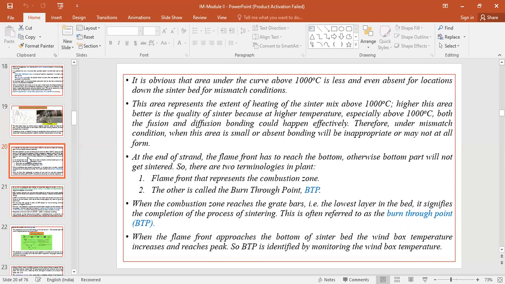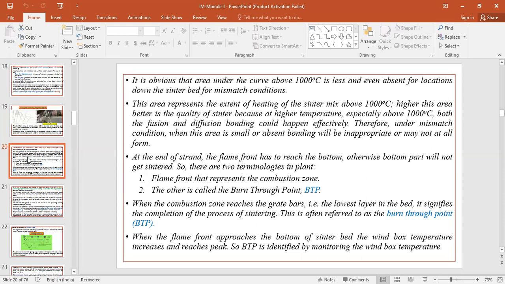At the end of this strand, the flame front has to reach the utmost part, which we call the burn through point. As the bed is moving, the flame front moves from top to bottom, and once the bed reaches towards the end of the sinter bed, the flame front has to reach the bottommost part. Otherwise, the bottom layers will not get sintered.